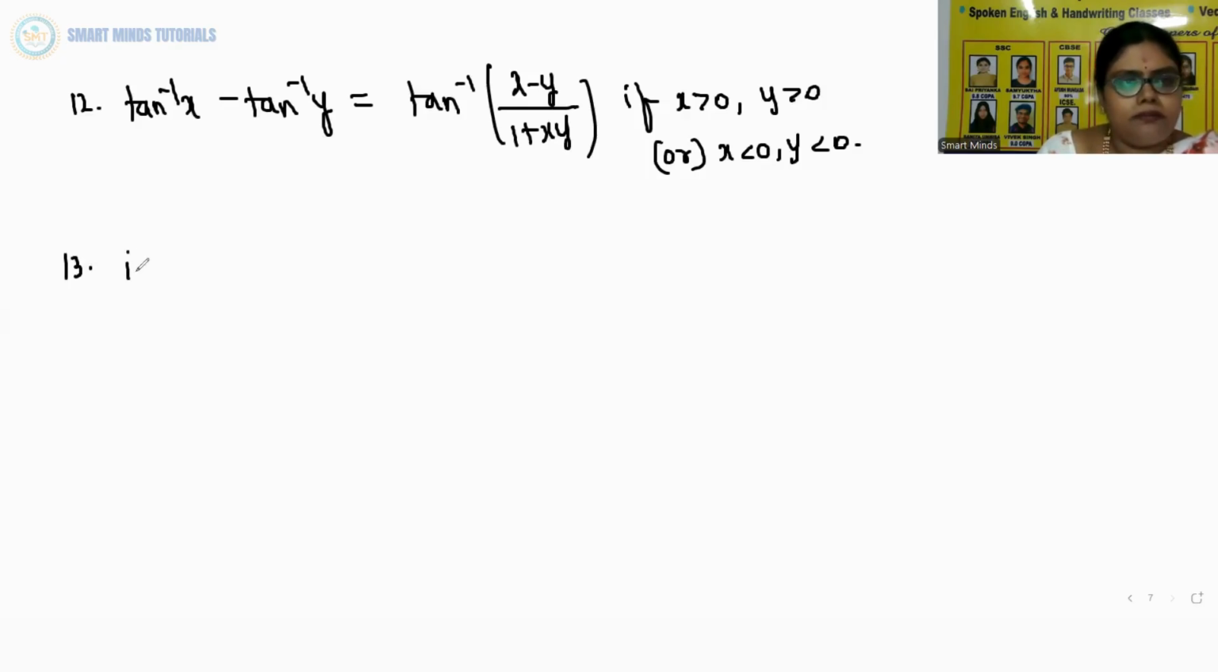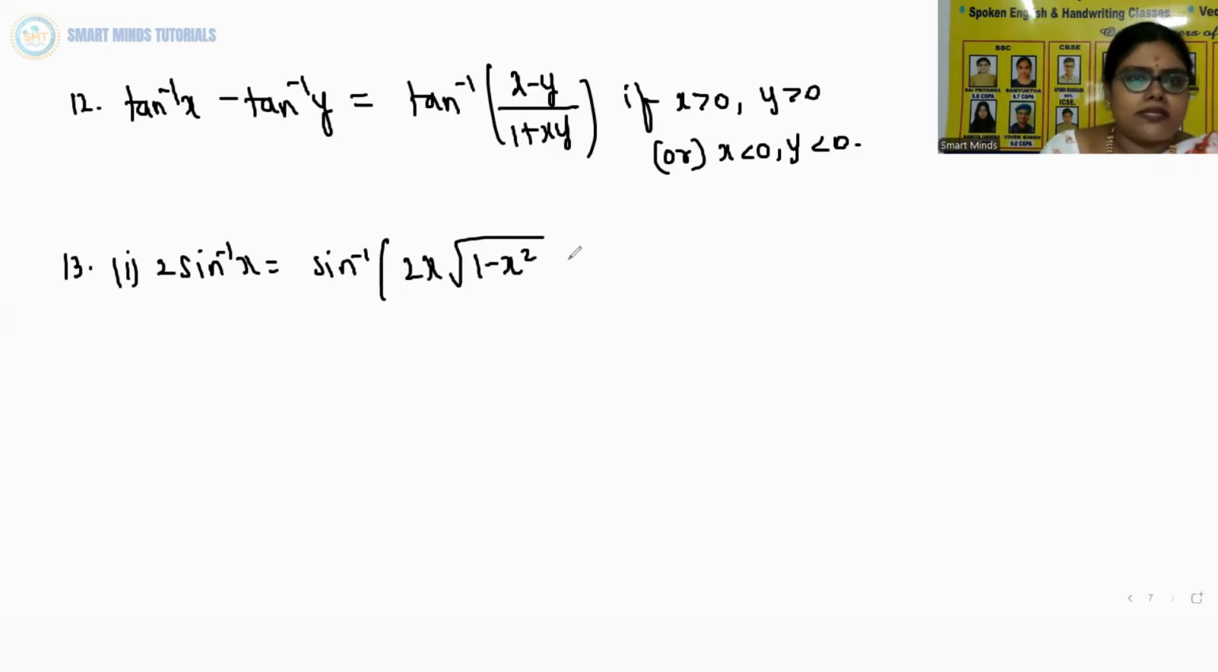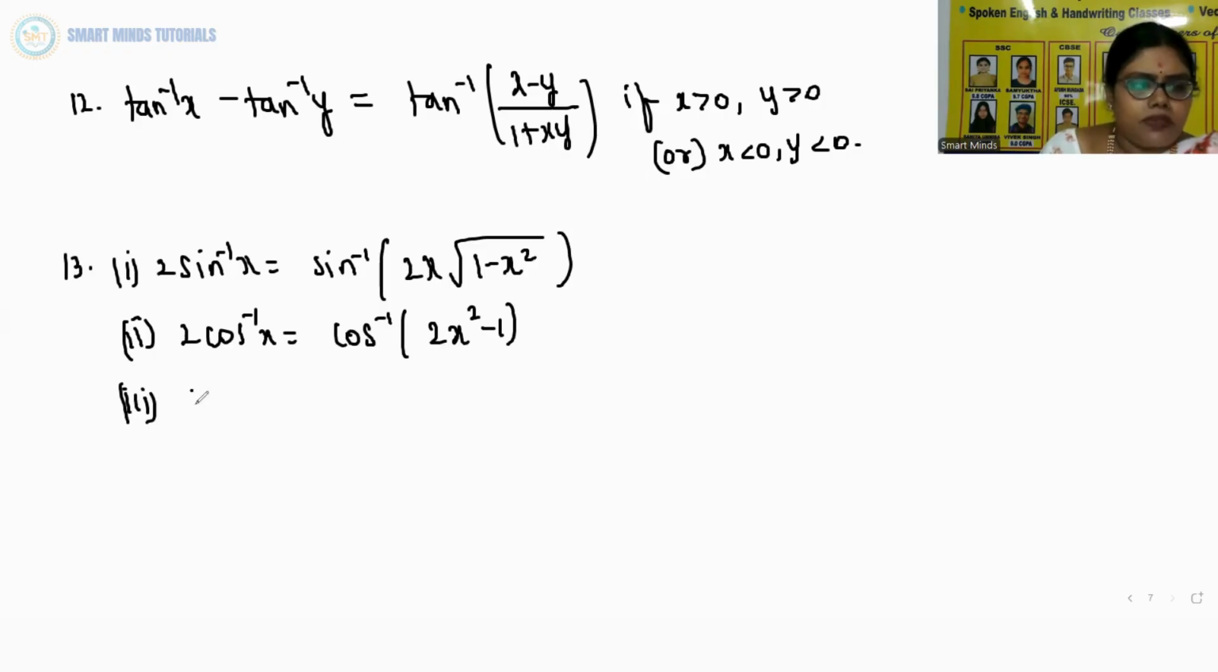Then number 13. 2 sine inverse x can be written as sine inverse of 2x root over 1 minus x square. Then 2 cos inverse x is equal to cos inverse of 2x square minus 1. Number 3, 2 tan inverse x equals tan inverse of 2x by 1 minus x square.